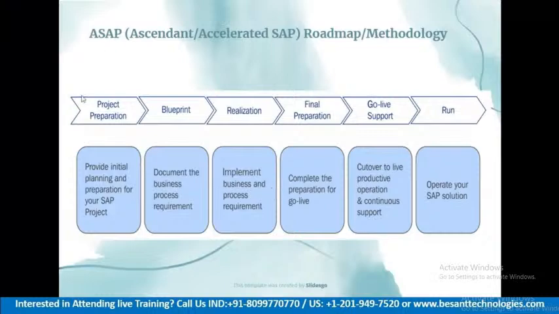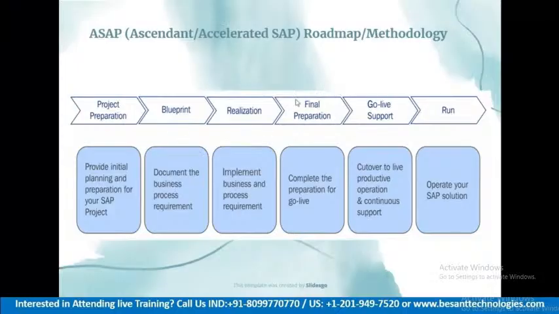This is the old methodology, but if you understand this, you will understand the new methodology. I'll tell you about the new methodology later. The old methodology has five phases. First phase is project preparation, where we do the initial analysis of the project. Next, we do the documentation of the project, which is called the blueprint phase. After the blueprint phase, we do the sign-off, and then the realization. In realization, the actual implementation is done. The configurations, everything, are done in the realization phase.